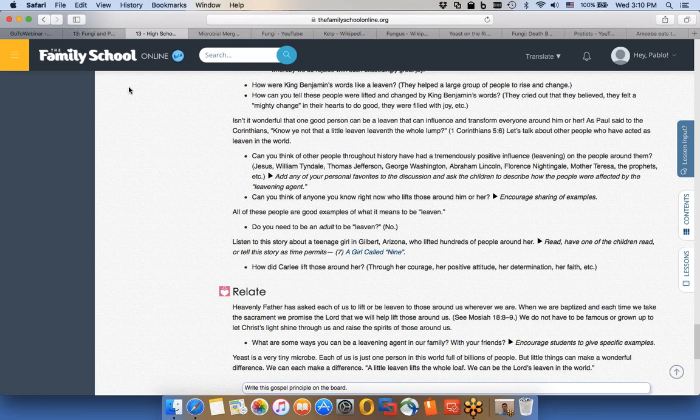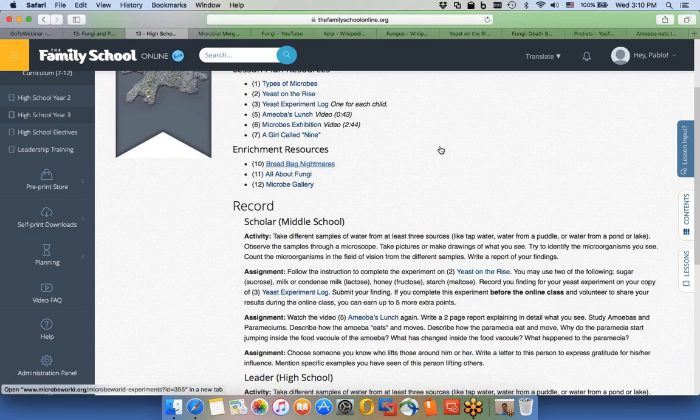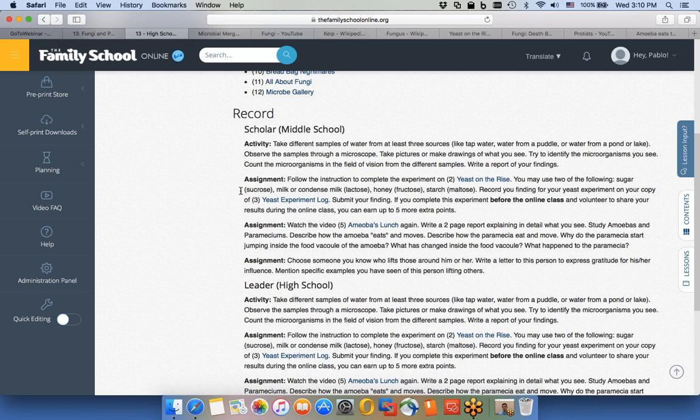Excellent, excellent. So I really like that example and the relation here that it makes with leaven. I thought that was very appropriate. So the assignments for this lesson are here. One of the assignments would be to do the experiment like Nathan and Patrick did, or to do the write-up of the amoeba's lunch, or to write a letter to someone that has been an influence in your life, or that you think you can be an influence to. So, excellent. Thank you very much, Anna.